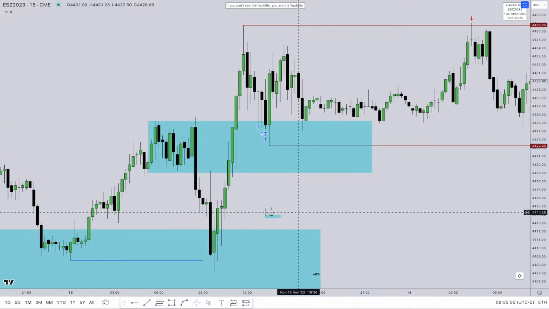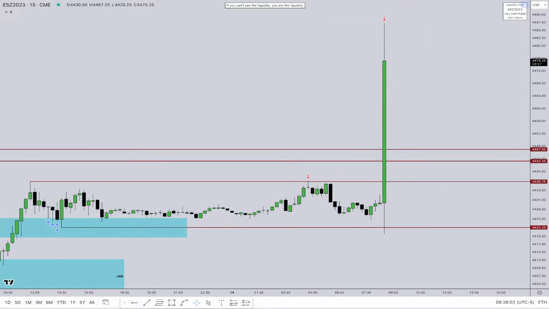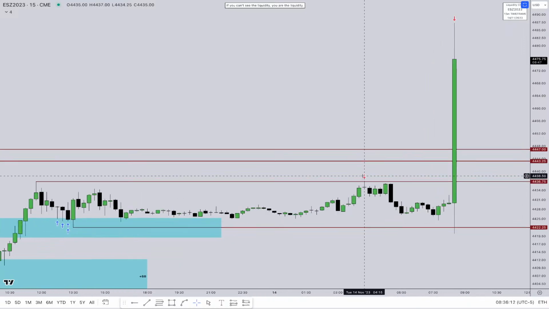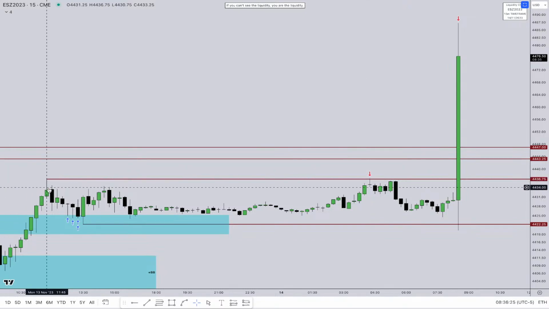I was aiming at this high as low hanging fruit, and we definitely got that. And we got that here during London. So you can see during London, that small tick, I've entered there. What is my exit? 4,436 and 3/4. What is the high on this candle?